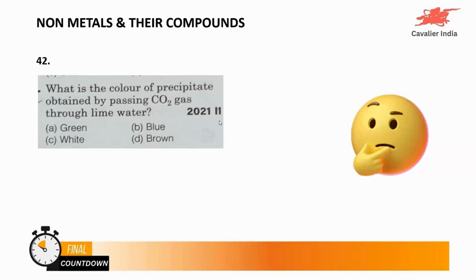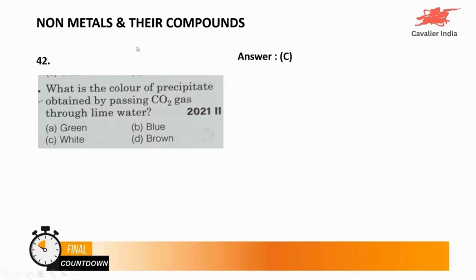Clear? So what is the formula for this? That is calcium hydroxide, Ca(OH)2. When it reacts with carbon dioxide, calcium carbonate plus water is formed. Right. Next, we'll move to the next question.